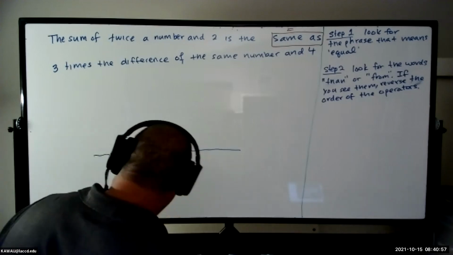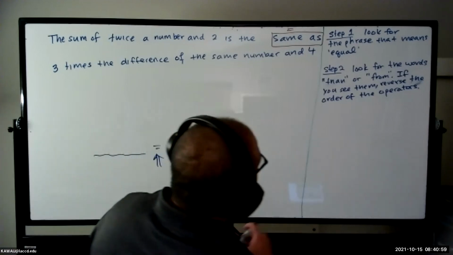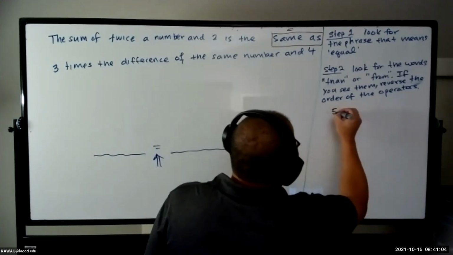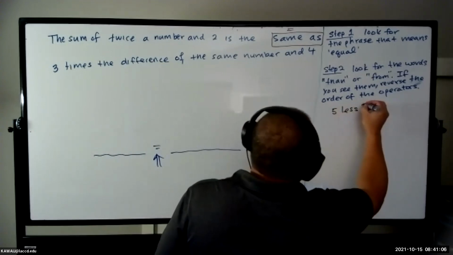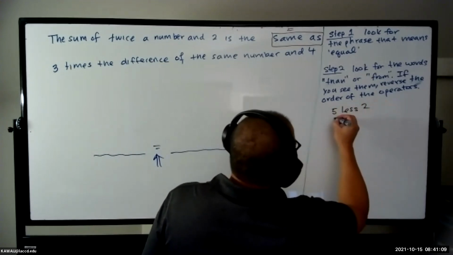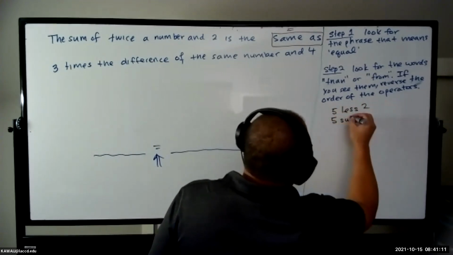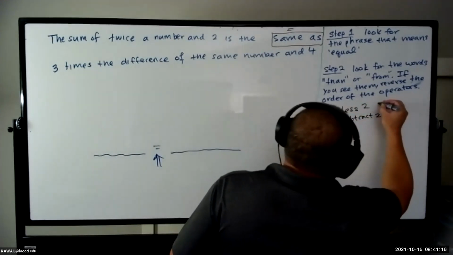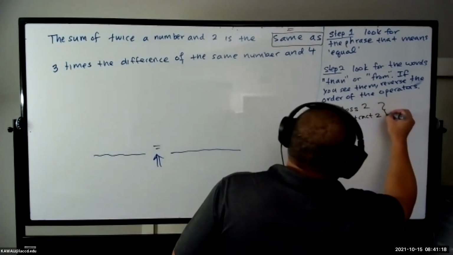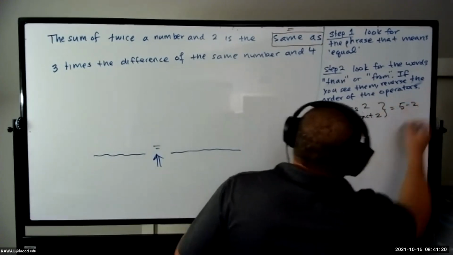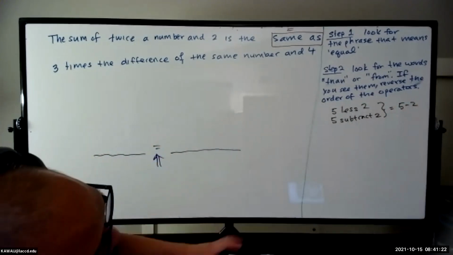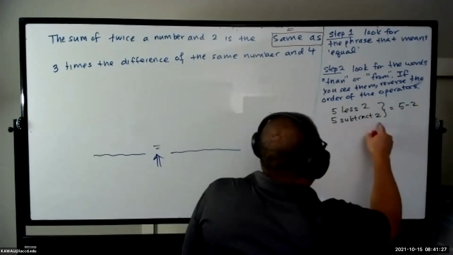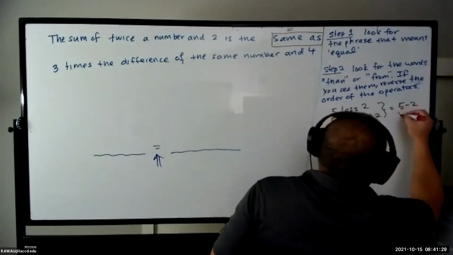So for example, if we do something like 5 less 2 or 5 subtract 2, these are equal to 5 minus 2. You see how we kept the same order? The 5 is first, the 2 is second, the 5 is first, the 2 is second.